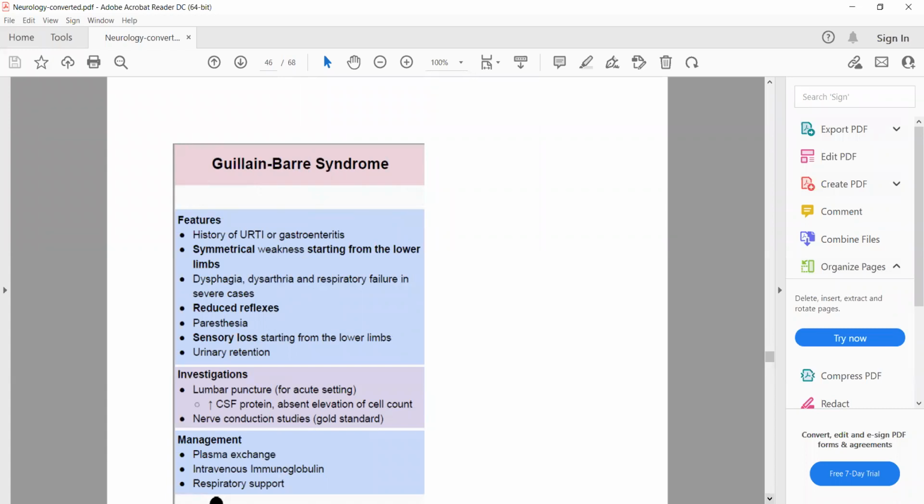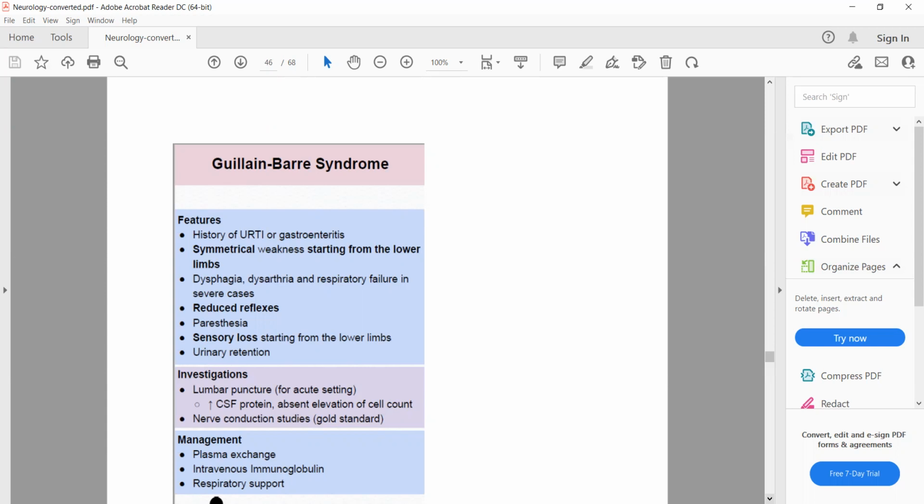So now we are going to discuss some conditions which can lead to muscle weakness. Different conditions which can lead to muscle weakness include Guillain-Barre syndrome, Myasthenia gravis, Lambert-Eaton syndrome, and motor neuron disease. These are the 4 conditions which can lead to muscle weakness. We are going to discuss some important differentiating points, how to differentiate between these 4 causes of muscle weakness, and what investigation and what treatment can be done in all these conditions.